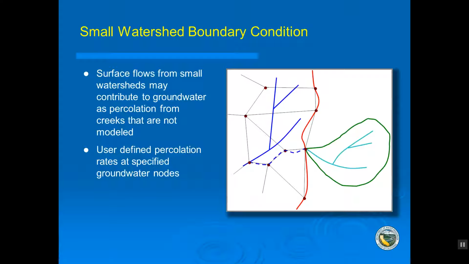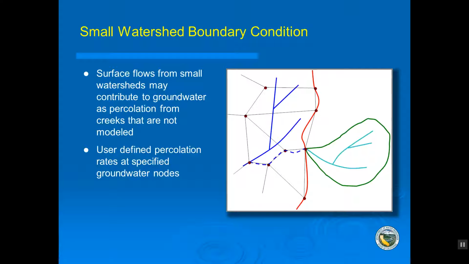So let's say that you have your model boundary here, and you have identified your nodes. This is your mesh here. And these are the streams that you're actually modeling. And here is your small watershed that you decided to simulate as a dynamic boundary condition. But let's say that in real life, there's a small creek going from your small watershed right at the boundary down to a stream channel that you're actually simulating.